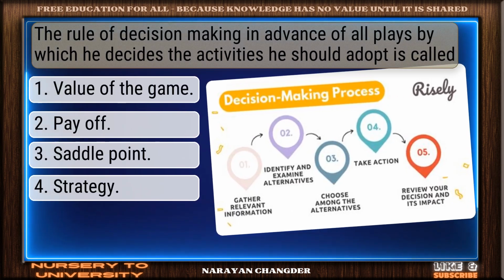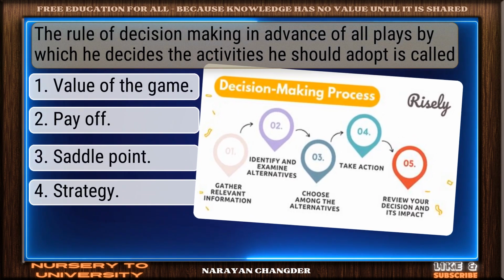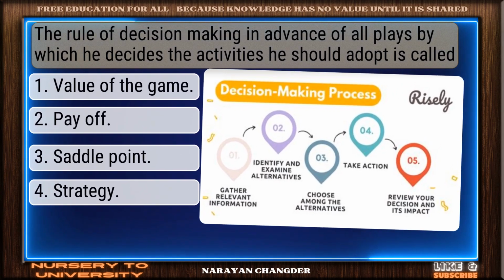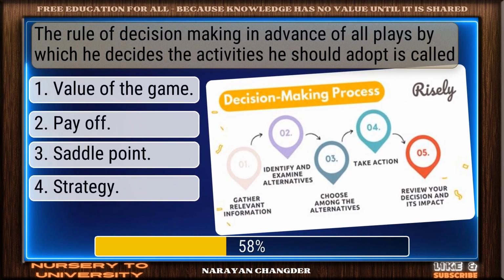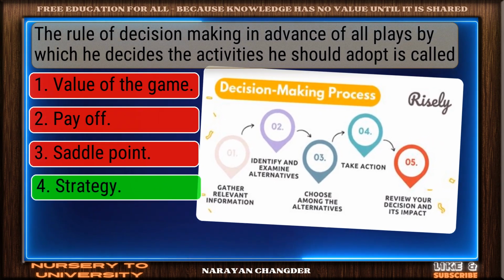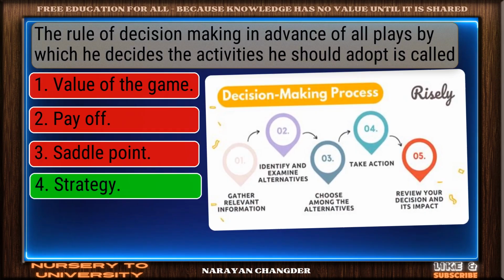The rule of decision-making in advance of all plays, by which he decides the activities he should adopt, is called. Correct response. Strategy is the most accurate answer.